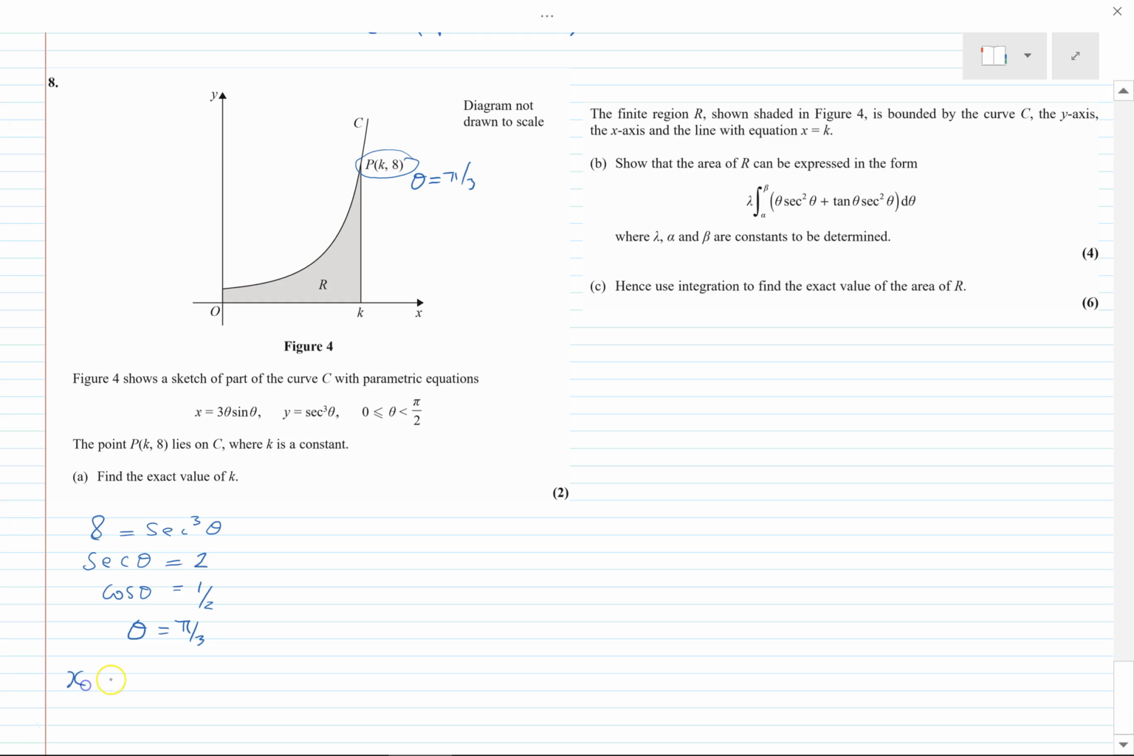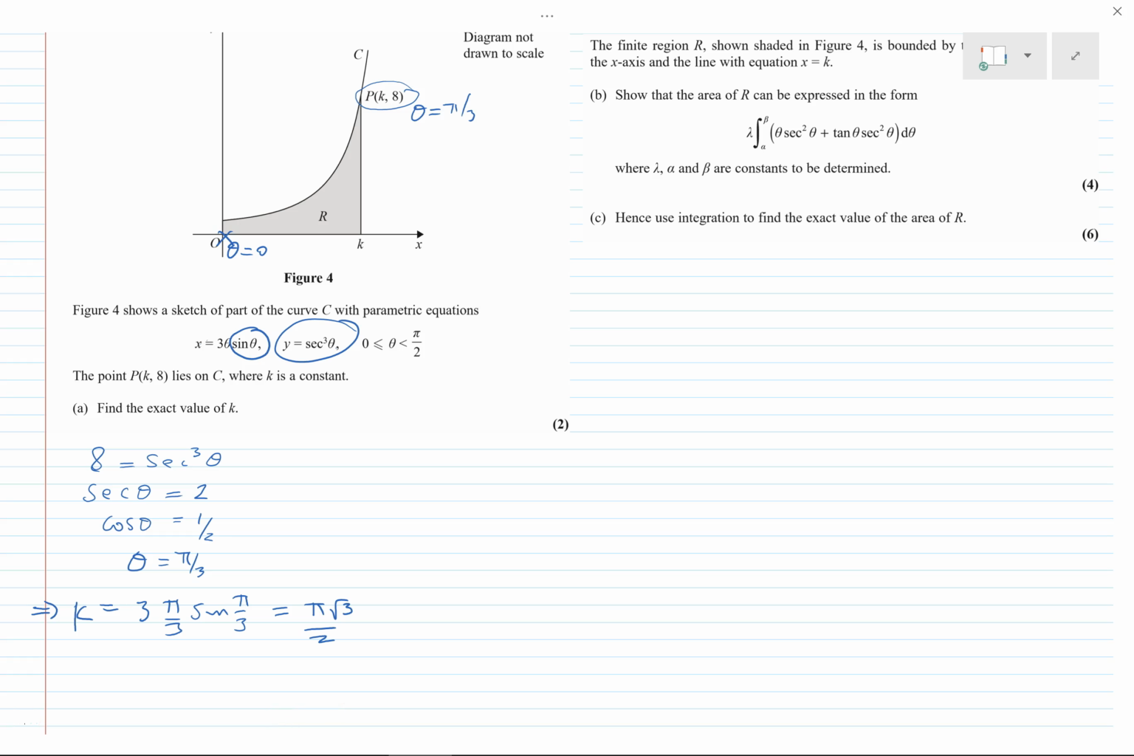Now, we've got theta equal to pi by 3 at this coordinate, but we can work out the x coordinate easily by putting pi by 3 into x. So that's x is equal to k, because that's the particular value of x when theta equals pi by 3 and y equals 8. So k is equal to 3 times pi over 3 times sine pi over 3. Now sine pi over 3 is the square root of 3 over 2. So that becomes pi the square root of 3 over 2.